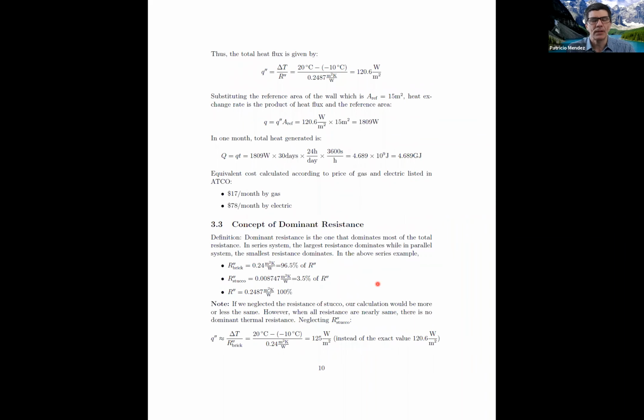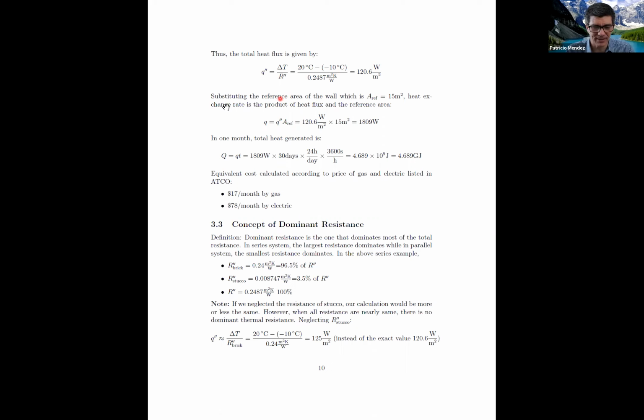So now that I have the total thermal resistance, I can calculate the flow of heat. In this case, let's talk about fluxes per unit area. And we have delta T over R. 20 degrees on one side, minus 10 degrees on the other side. So it's 30 degrees difference. And with the R double prime we have here, it gives us 120.6 watts per meter square. Actually, this is a fairly high number.